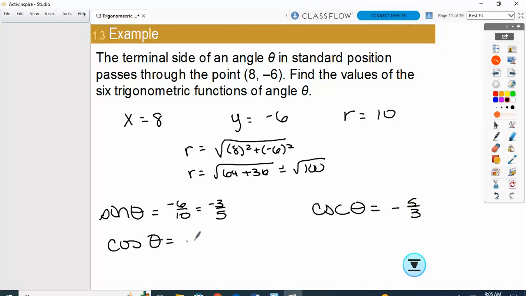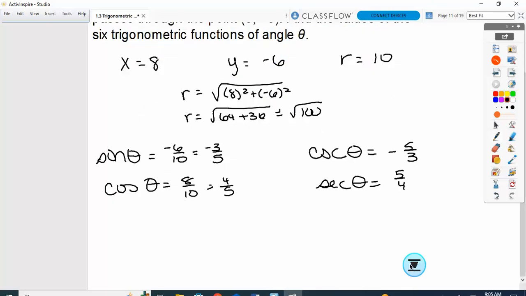Cosine is X over R, so -8/10, or sorry, 8/10, which is 4/5. So that means secant would be 5/4. Tangent is Y over X, so -6 over 8 is -3/4. So cotangent theta would be -4/3. Is that okay?